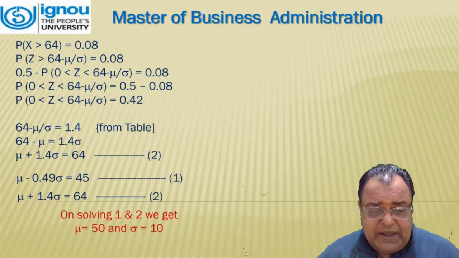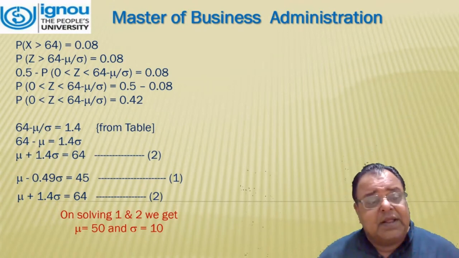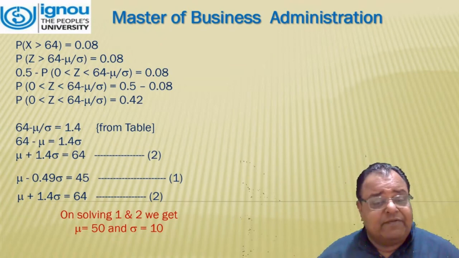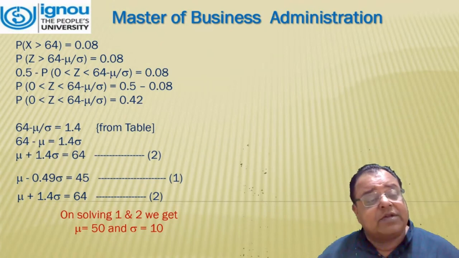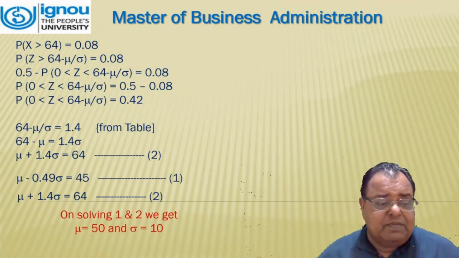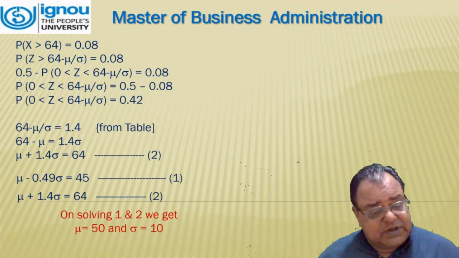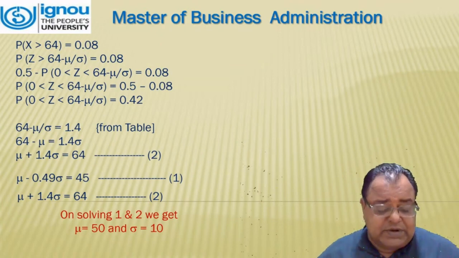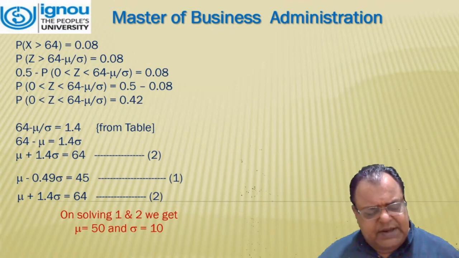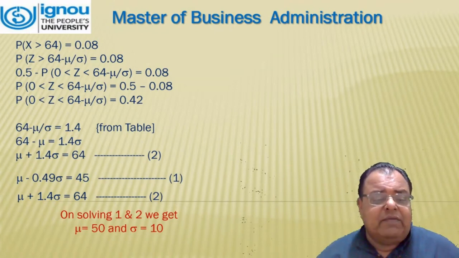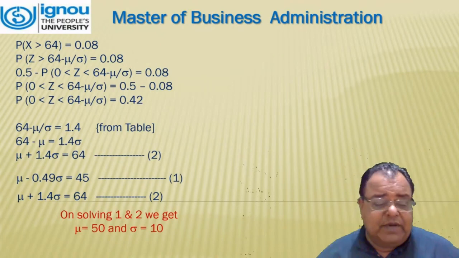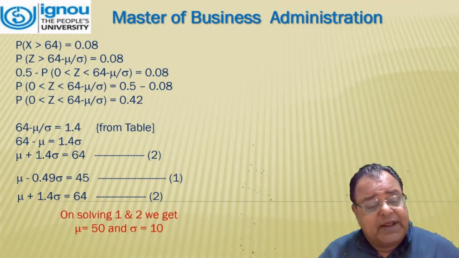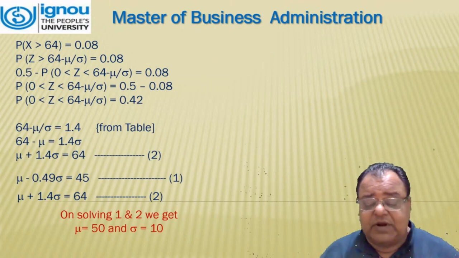equations which will be in the form of two variables. Variables will be mu and sigma, and the first equation is mu minus 0.49 sigma equal to 45, and your second equation is mu plus 1.4 sigma is equal to 64. Since we have two equations and two variables, by the basic method of elimination, we can calculate the value of mu and sigma. After solving it, we will get the values of mu equal to 50 and sigma equal to 10. That was what was asked in the problem.